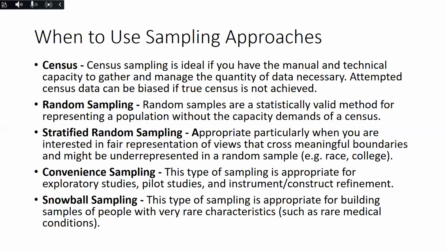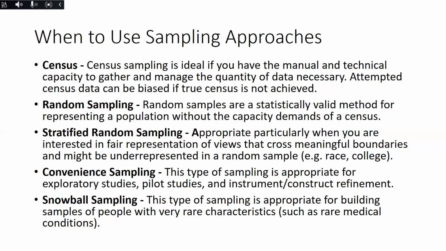Convenience sampling is exactly what it sounds like. You would use convenience sampling when you need it to be fast and cheap and easy. Convenience sampling is perfect for things like pilot studies or exploratory studies where you just want to make sure that your instruments are working well, that you've refined your constructs well, and to see if there's really any story to tell at all in a bigger, more expensive study. So convenience sampling has its place for sure.